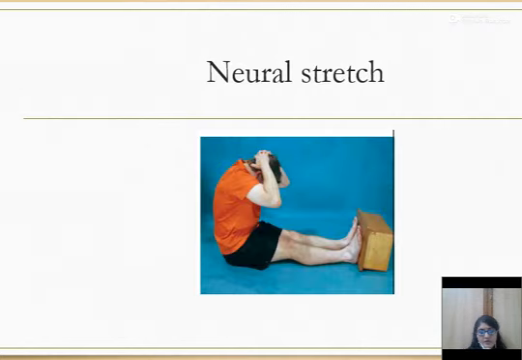This is an example of the neural stretch. The patient is in long sitting position, and to take the feet into dorsiflexion he is keeping some support so that the feet come into dorsiflexion as much as possible, and he is bending the neck passively, holding it and bringing the thoracic spine and the cervical flexion with the hands. So this is the neural stretch.